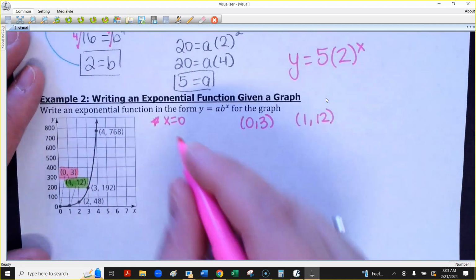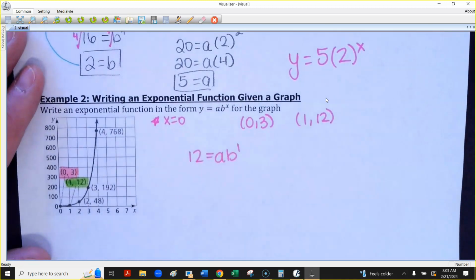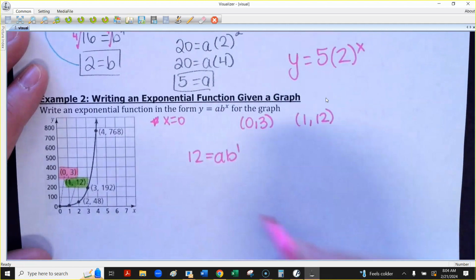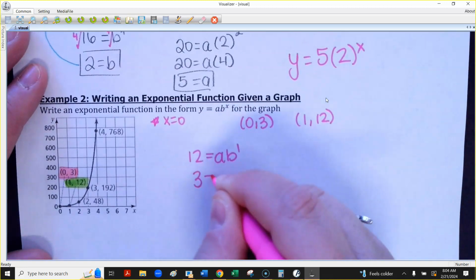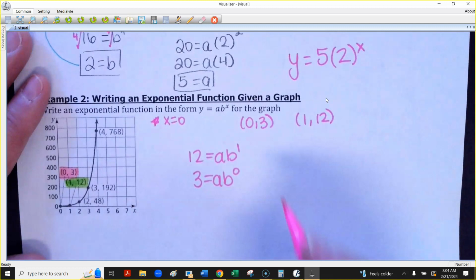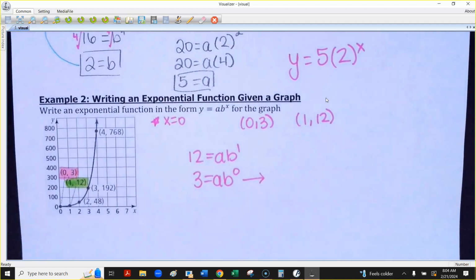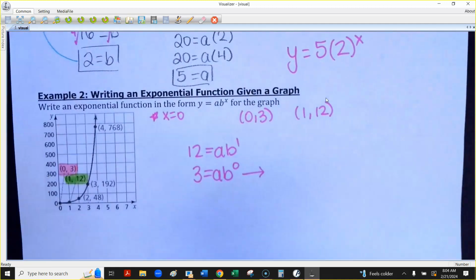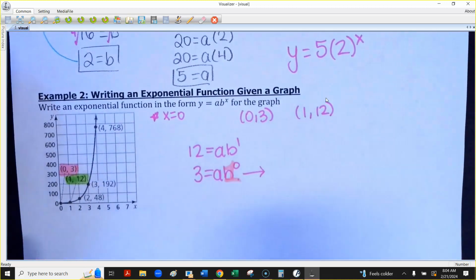Okay, now here I'm going to start this out real quick. I'm going to set this up just like I did. 12 equals ab to the first. And I used the point I had that had the bigger x value. Now, the other equation, and you do have to write both of these, would be 3 equals ab to the 0. However, anything to the 0 power is what? Is 1. Okay, you remember that? So this is why I want you to pick this point.